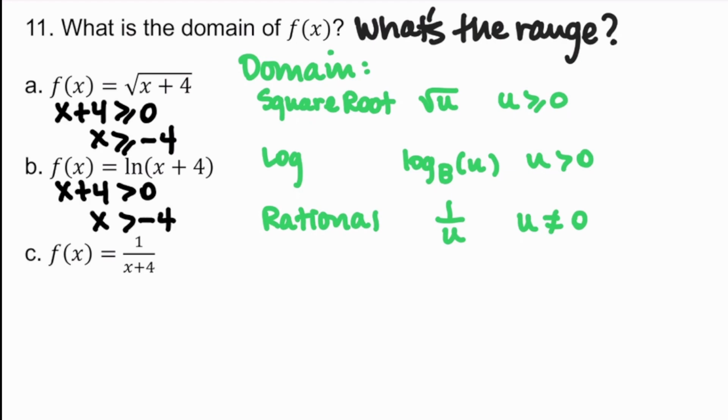And for a rational function, 1 over x plus 4, the denominator can't equal 0. So x plus 4 can't equal 0. Solve that non-equality and get x is not equal to negative 4. And then maybe I'll go in and write the rules about range too.